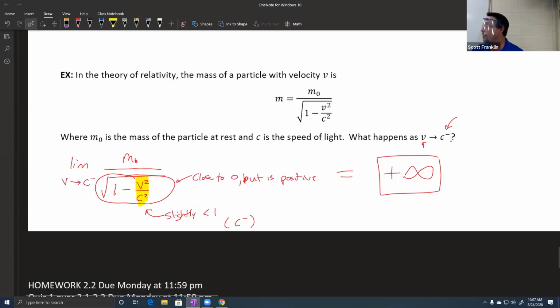But since we're coming in from the left, we know this is getting close to 1, but is slightly smaller than 1. So 1 minus something slightly smaller than 1 is getting close to 0, but it's positive. And when the bottom of a fraction is getting close to 0, the whole thing gets bigger, which means it goes to infinity. Okay, so you see how we thought through that process?